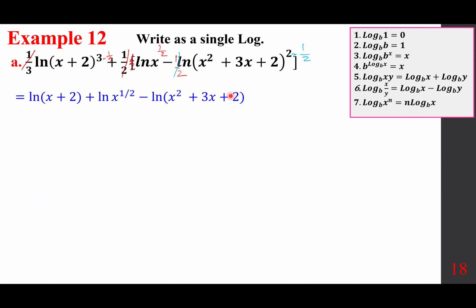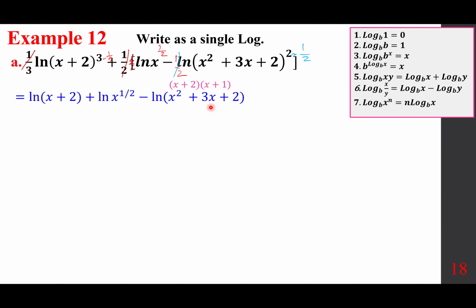Also, we notice we can factor this because we want two numbers. The product is 2, the sum is 3: 1 and 2. So x plus 2 and x plus 1. Anything that has a positive exponent, a positive coefficient remains at top. So, for example, you can combine this and put it at top. You can combine this and put it at the bottom.